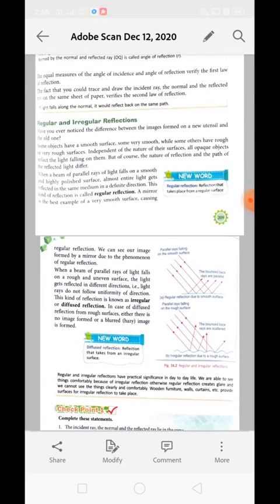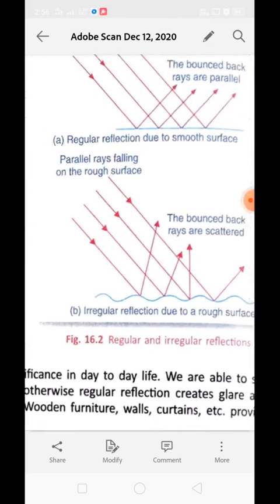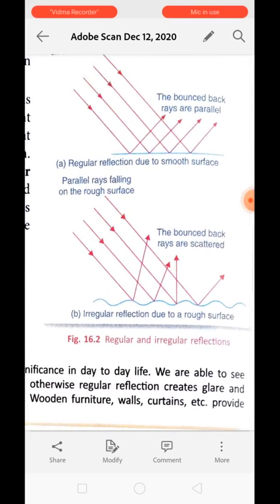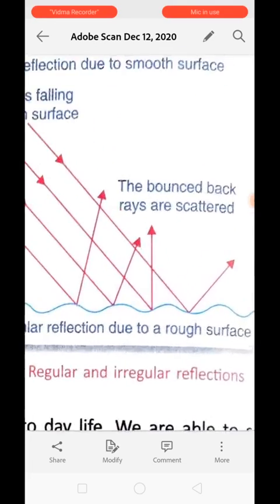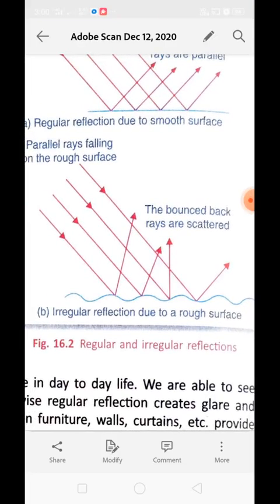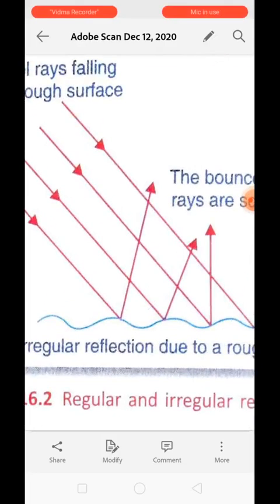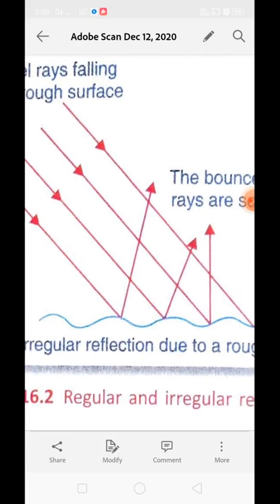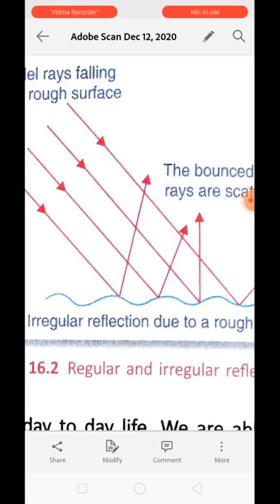When a beam of parallel rays falls on a rough or uneven surface like this, what will happen? Every light ray will move based on the surface nature. It means if the surface is irregular, the rays will move in different directions. Each of them gets reflected back in a different direction. This type of image, when formed, will be irregular or diffuse.